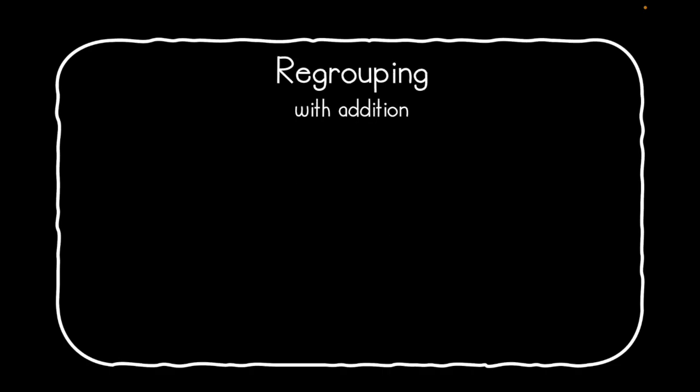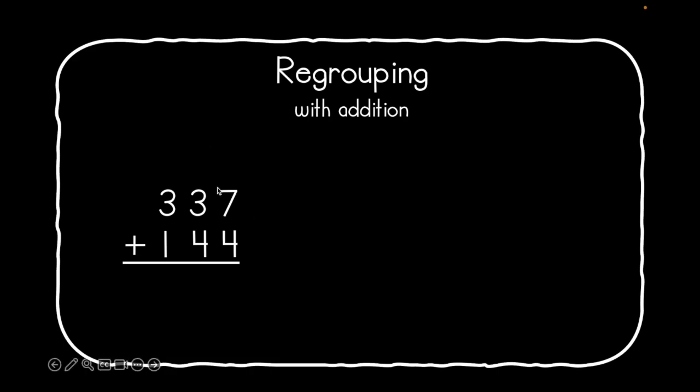All right, so regrouping with addition, much the same way. If they're beginning to use the algorithm, they're going to come over here and they're going to say, all right, 7 ones plus 4 ones, well, that's 11 ones. But I can't put 11 ones in the ones place. So I'm going to need to regroup and think of that as 1 ten and 1 one. That 11 ones becomes 1 ten and 1 one. And so then I'm going to add 1 ten, 3 tens, and 4 tens. That's 8 tens. 3 hundreds and 1 hundred, that's 4 hundreds.